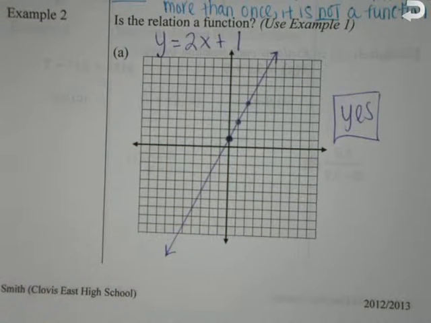So we don't have to put function, not a function. You can just write yes or no. Not bad, right? That's easy.